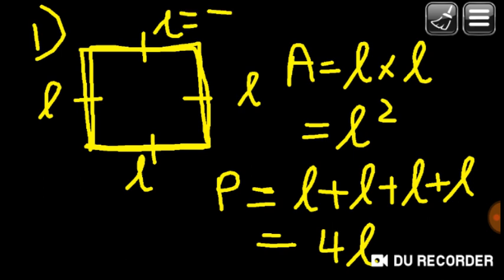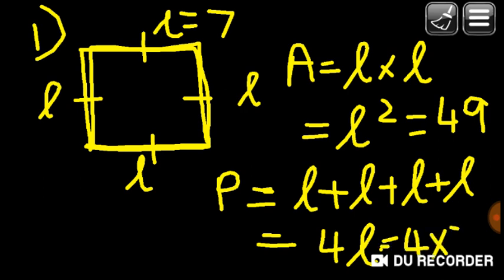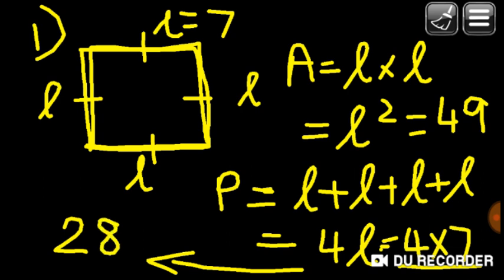Now, let me show you an example. If the length of the square is 7, what do you expect? The area of the square would be 49, and the perimeter would be 7 times 4, which is going to be 28. So you can try this, it's very easy. Now let us move on to the next shape.